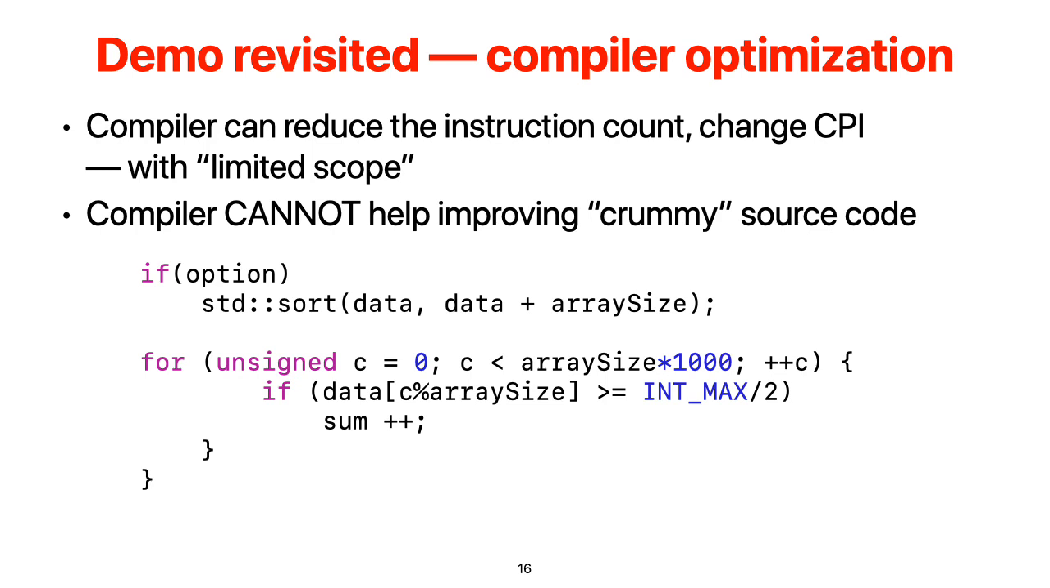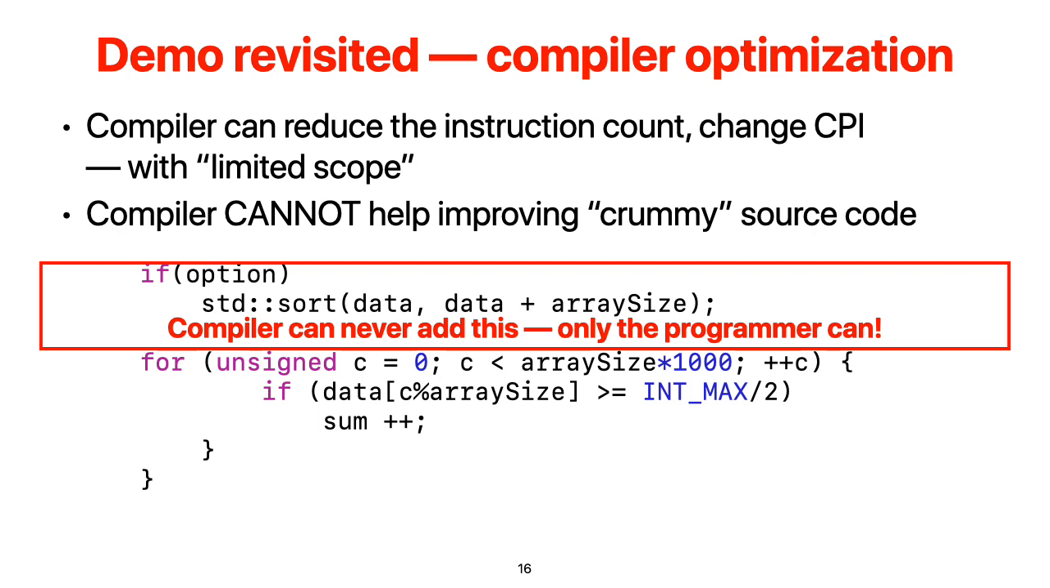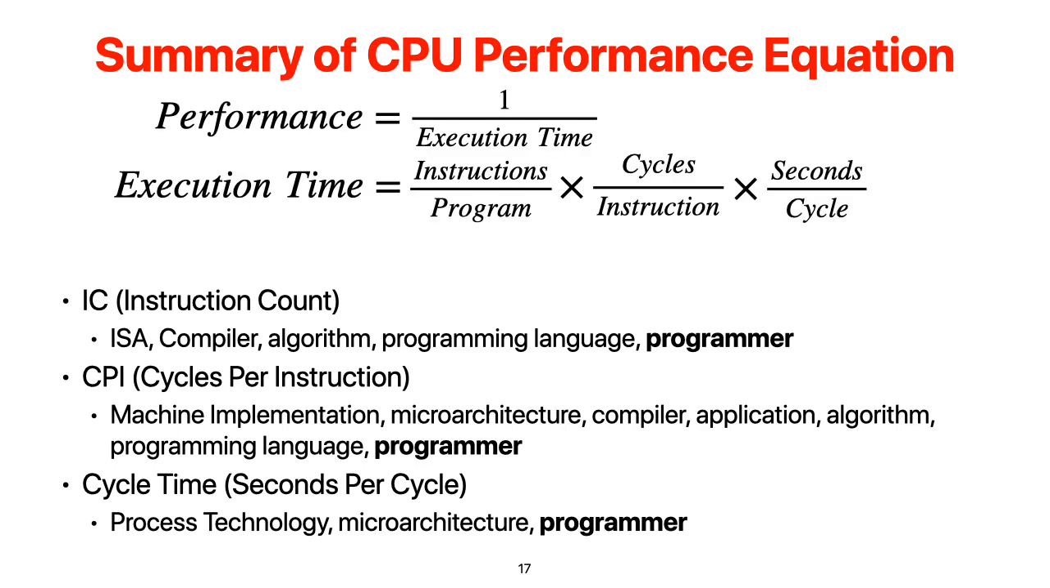Also, the compiler cannot project what you really want at the end. The compiler has no idea if adding some code would affect the correct result. So for optimizations like the ones we performed in the past, such as sorting the data before executing a loop, the compiler cannot do it. So if you summarize optimizations at different levels, you will figure out the programmer is the only one that can control all of the factors, including instruction count, CPI, and cycle time.